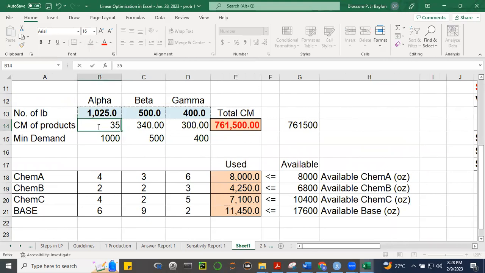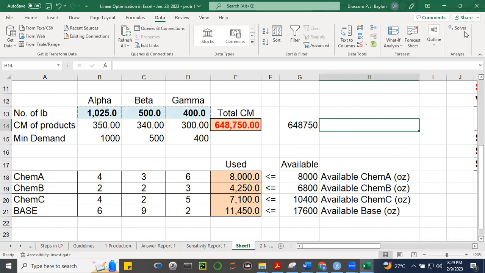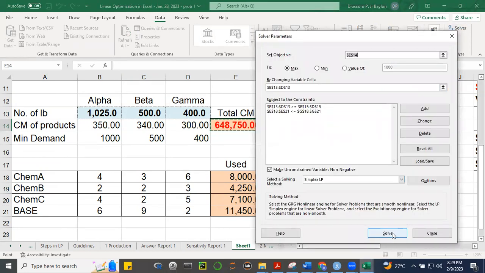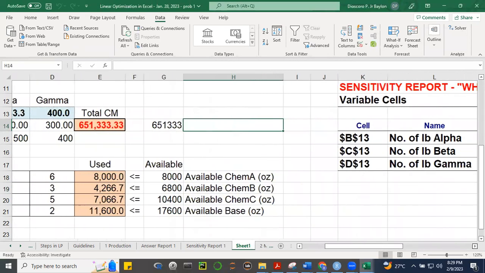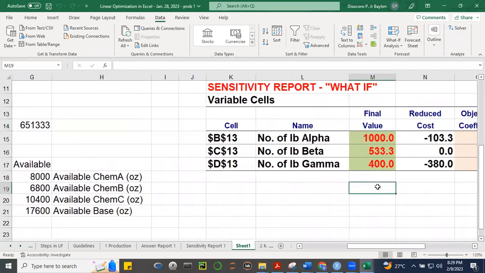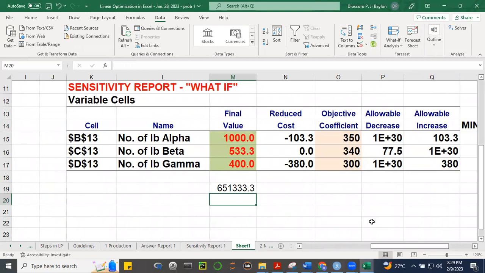Ibalik natin to sa 350. The original na natin solution. And then isolve ulit natin. So let me bring that back yung data natin. Solver natin. Okay, solve ulit natin. So our solution was, ang total CM natin, 651,333.33. Okay. I'm not going to discuss now what does the reduced cost do.